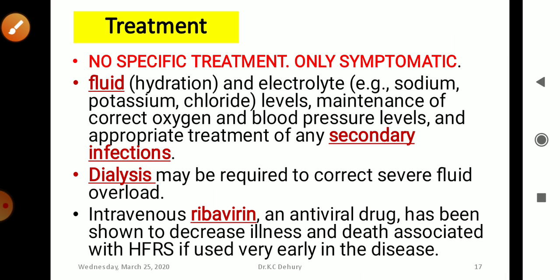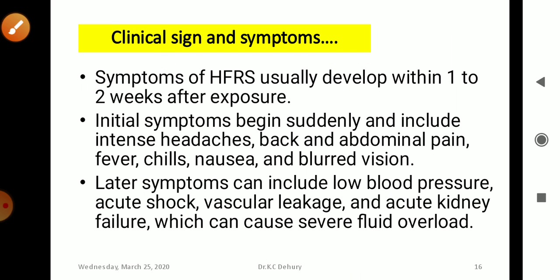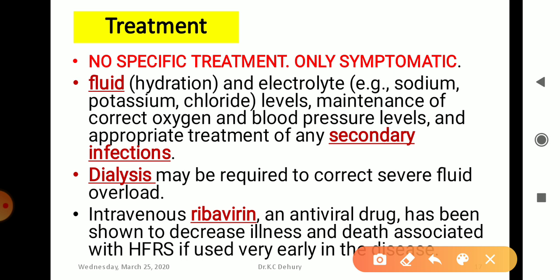So coming to the treatment, as for this virus no specific treatment has been devised, only symptomatic treatment is advised. So when the fluid is imbalanced, at that time we go for the introduction of fluid, that is known as the hydration process, right? When the electrolyte concentration is getting destabilized, then we have to supplement external sodium and potassium chloride, so as to maintain the ionic balance.